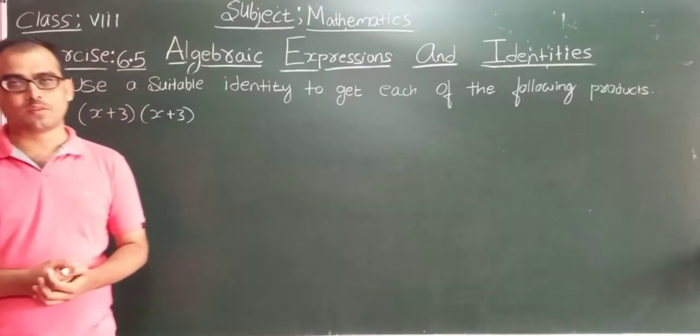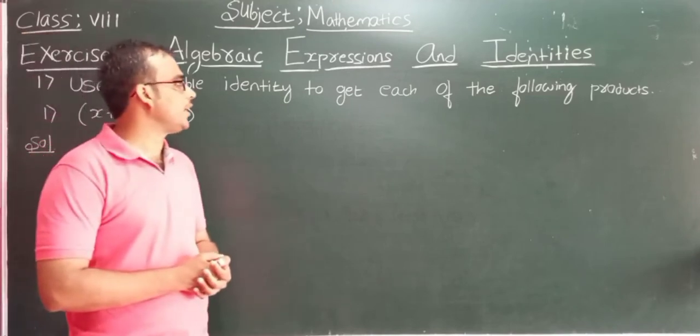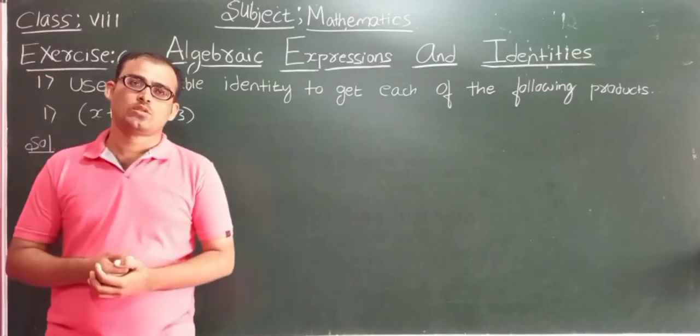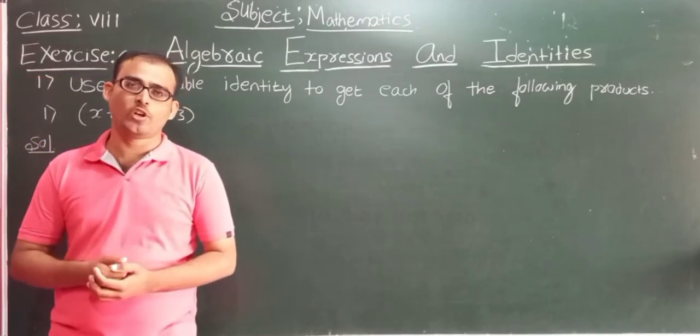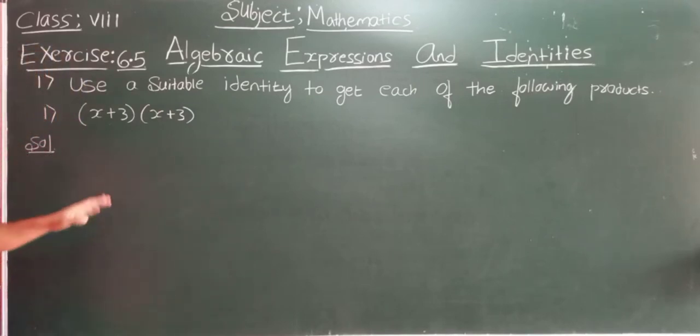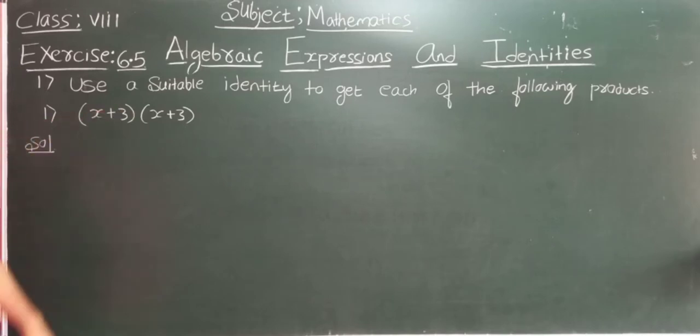Students, let us solve the problems from the first one. Okay, so what they have given: use a suitable identity to get each of the following products. Students, here what we need to do? We need to find the product of some of the polynomials using the suitable identity. Now let us solve the first one. What they have given: x plus 3 into x plus 3.